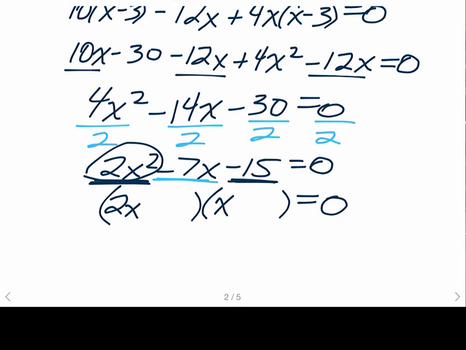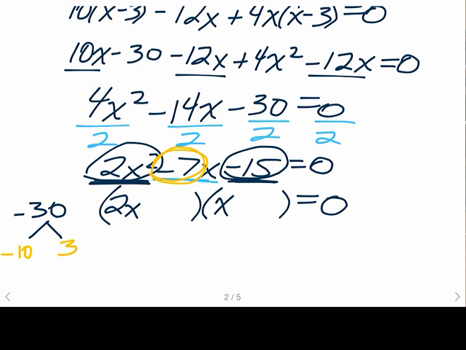Where'd that come from? Okay, quick review. 2x squared, the coefficient is 2. We have negative 15 as the last coefficient, or the constant. That multiplies to be negative 30. I now need factors of negative 30 that will add up to negative 7. And it seems to me that negative 10 and the positive 3 multiply to be negative 30. They add to be negative 7.